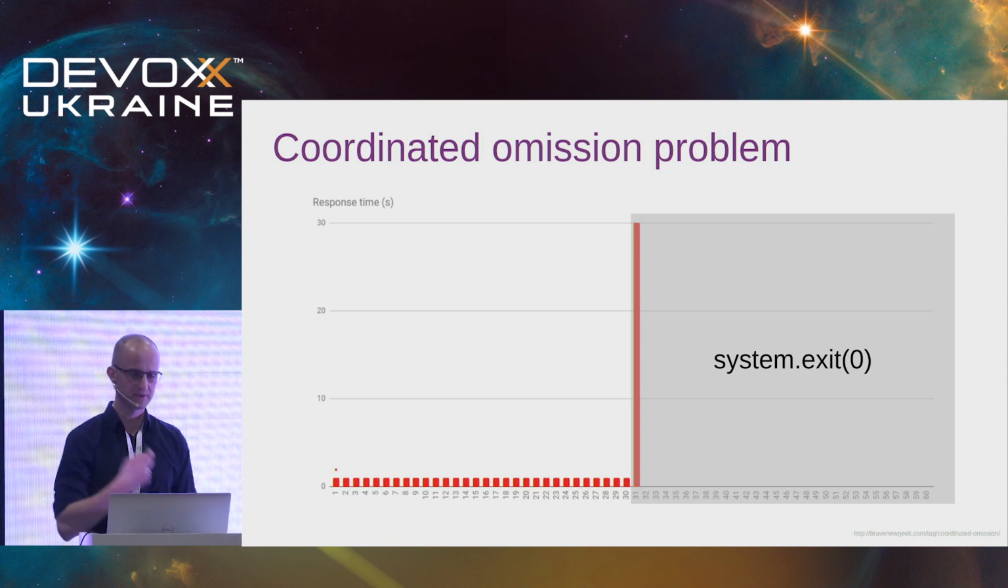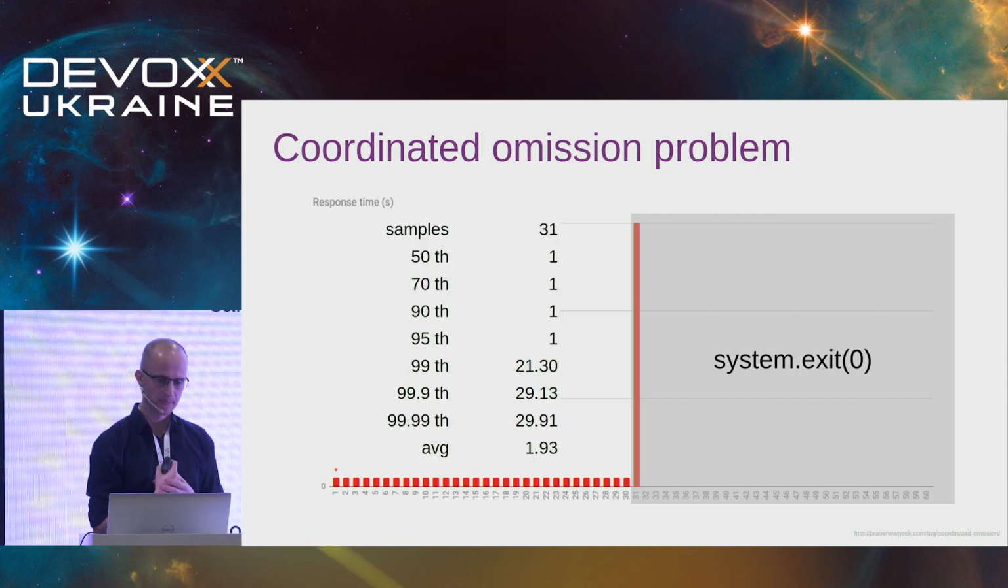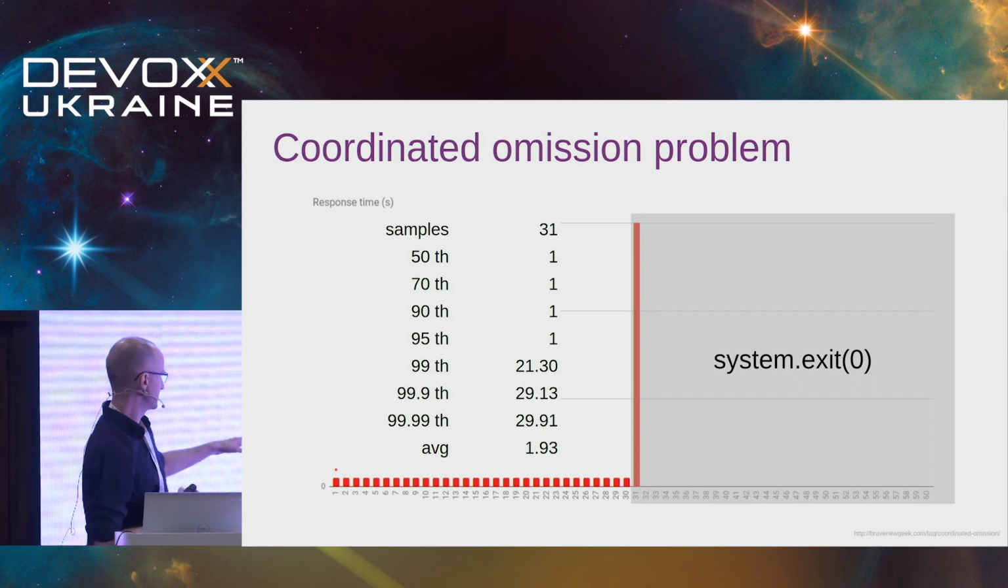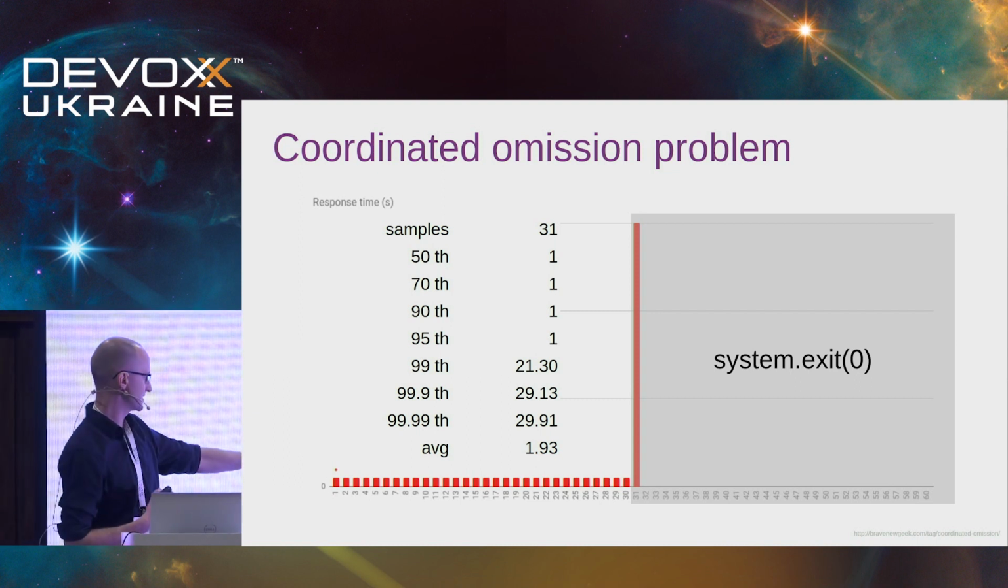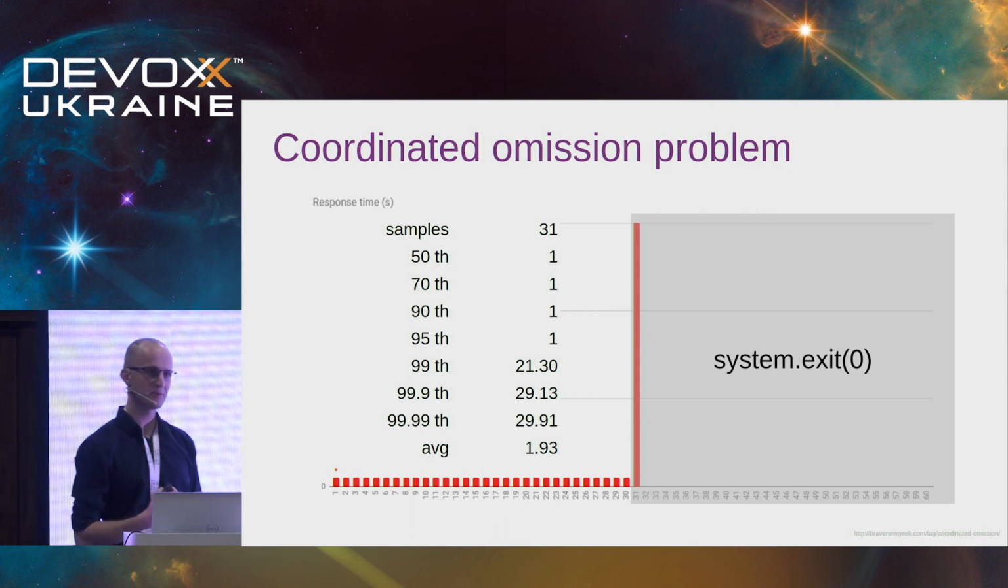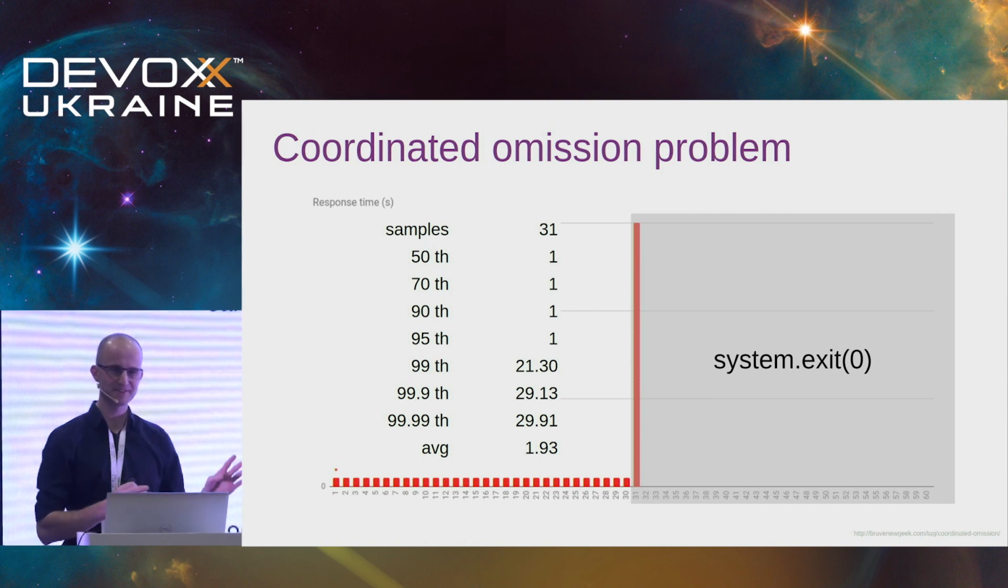So let's calculate percentiles for such an example. 50th percentile 1, 95th percentile 1, and performance degradation since the 99th percentile. Do you see a problem here? Because there is something smelly.